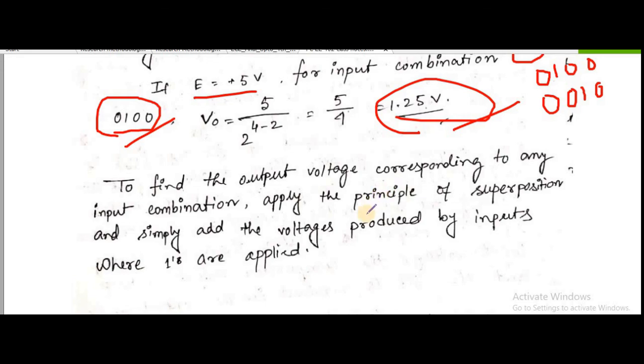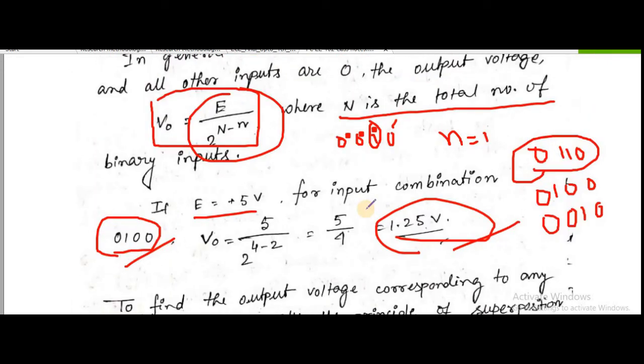So in the next class we will again discuss many types of DAC over there. So we will discuss the weighted resistor type DAC.